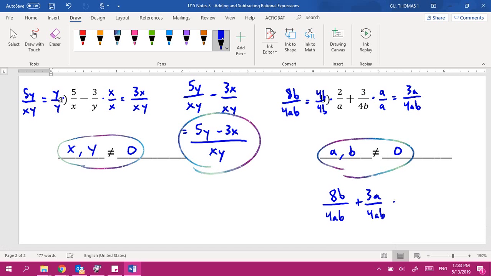So what is my final answer here? Maybe 3a plus 8b. You can write it either way. It just really doesn't matter. If you like putting it in alphabetical order, it's fine. But leaving it in this order is probably easier here. 8b over 4ab. That's right.